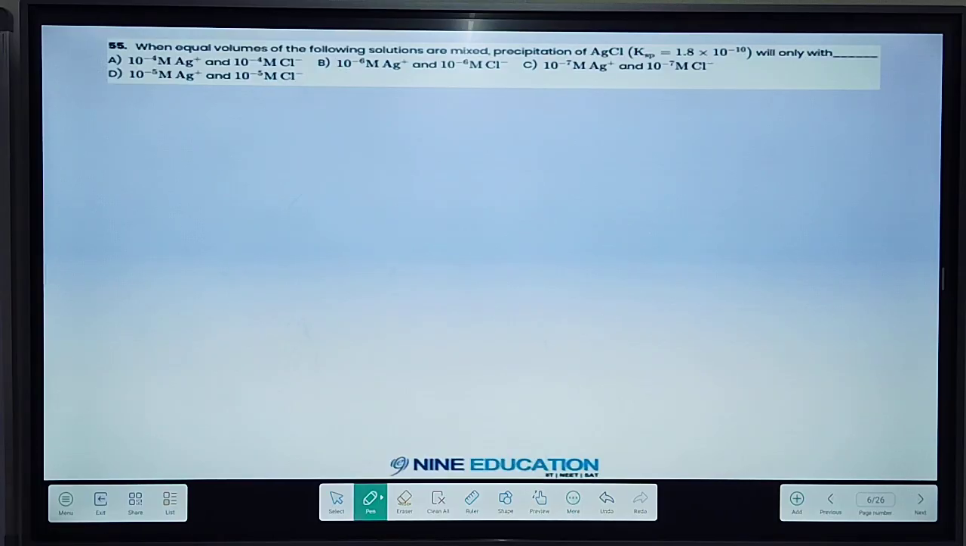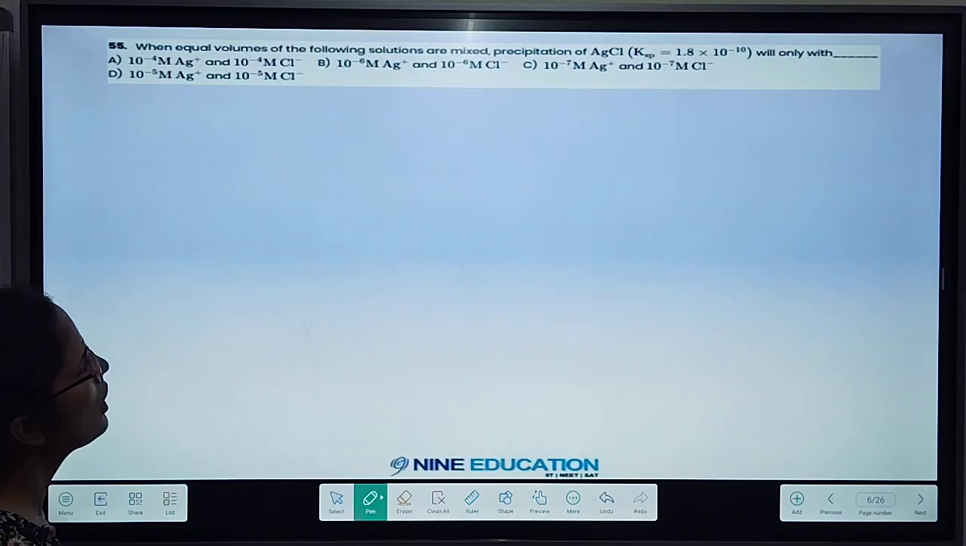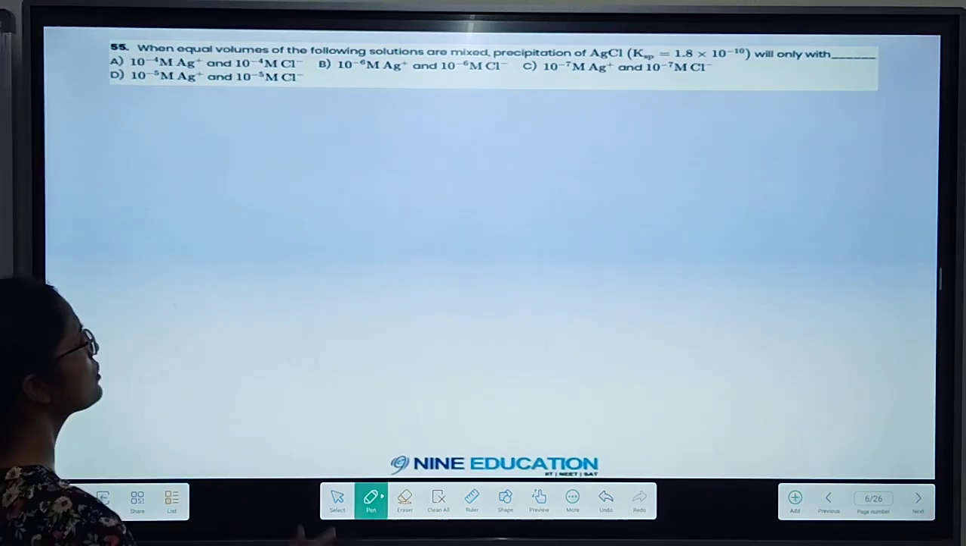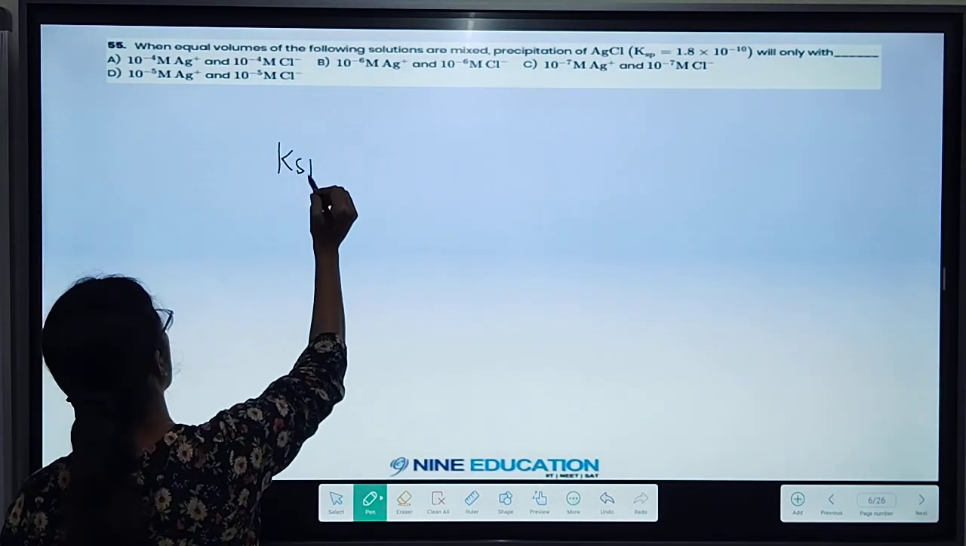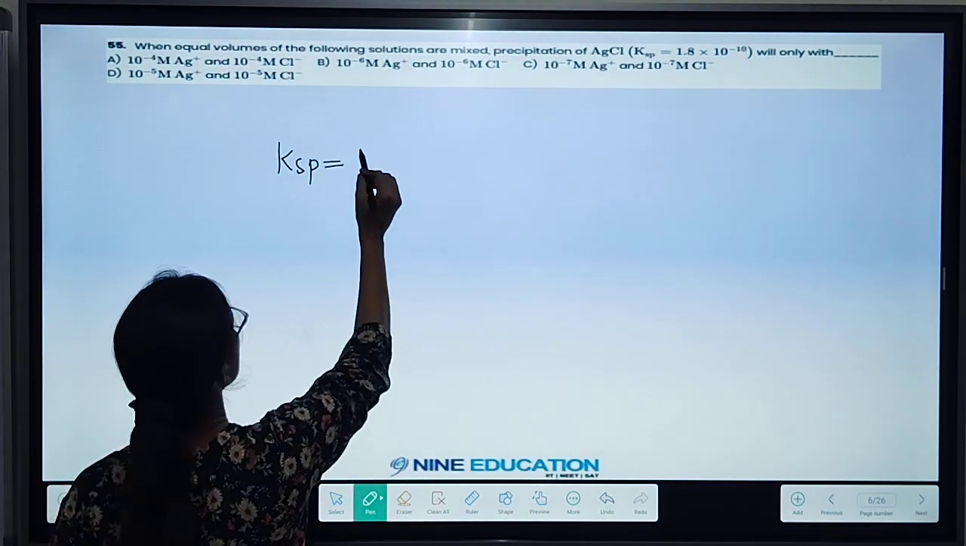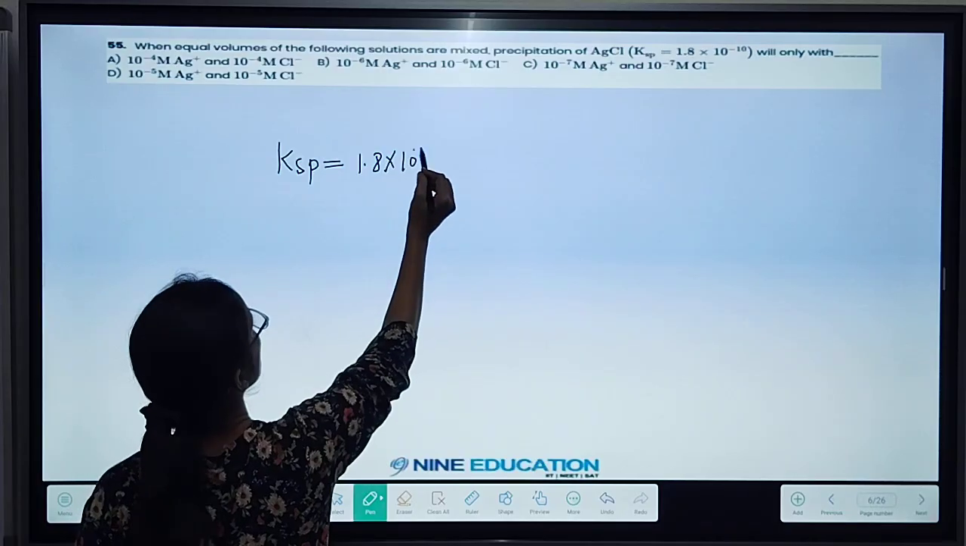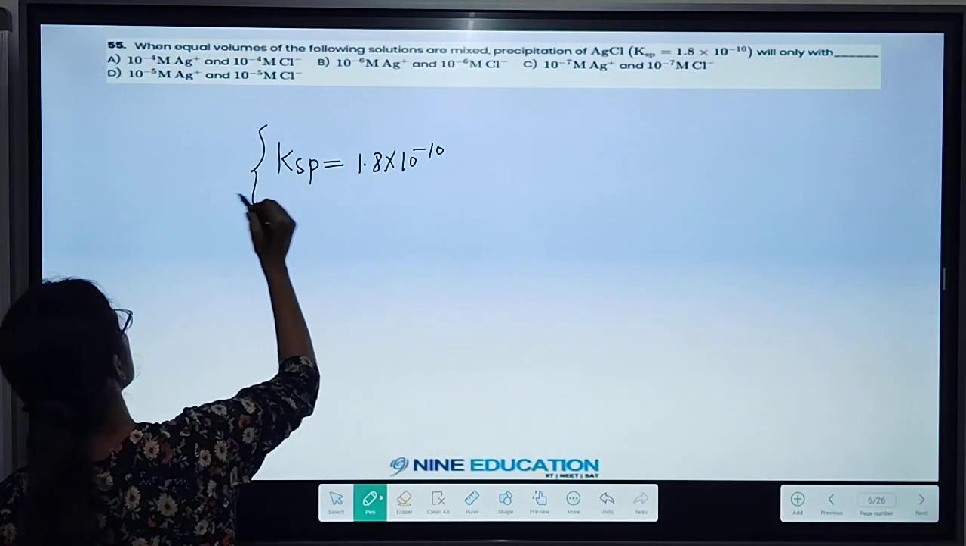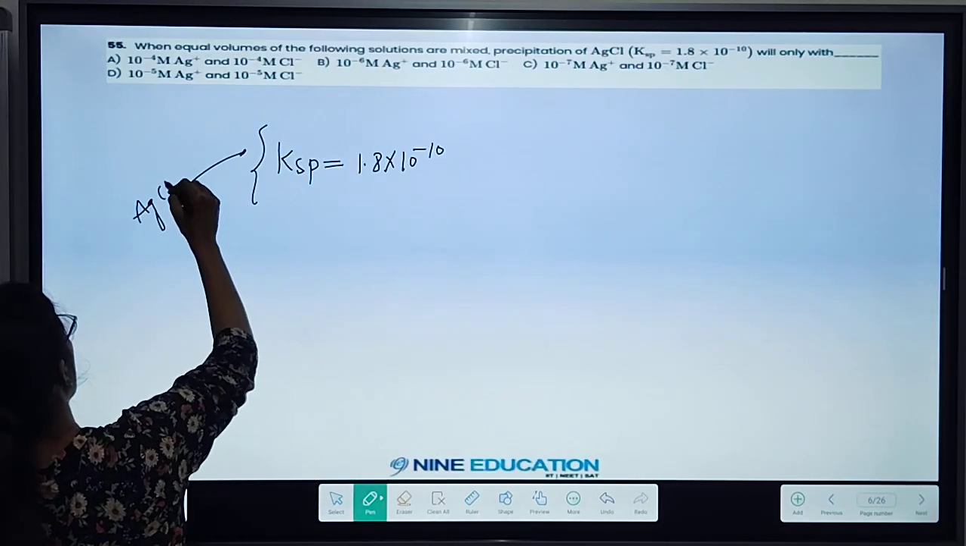Coming to number 55, when equal volumes of the following solutions are mixed, precipitation of AgCl will occur with which solution? AgCl is a sparingly soluble salt, for which we have Ksp data. Ksp is given as 1.8 into 10 raised to power minus 10. This data is given for AgCl.